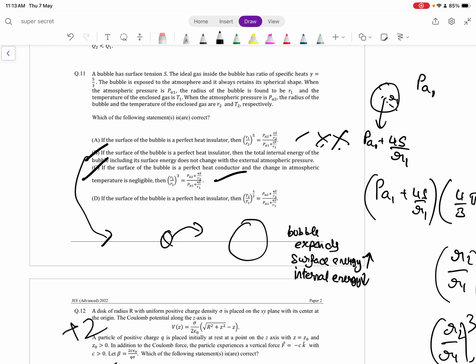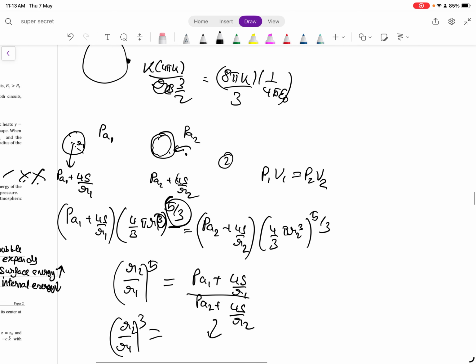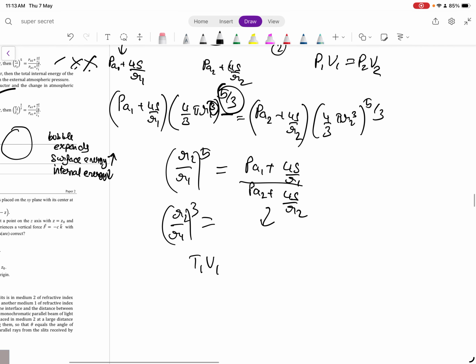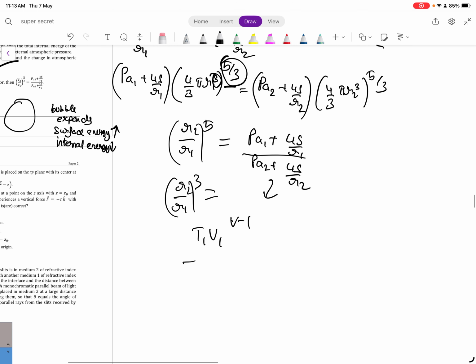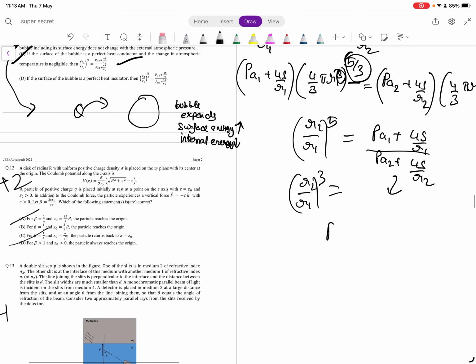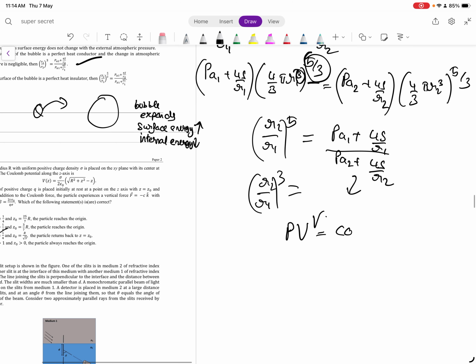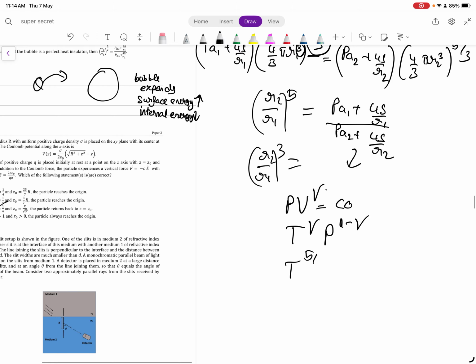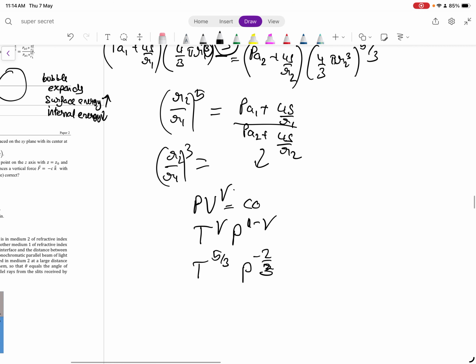And then for D option, they're asking the temperature relation. So we have T1 V1 power gamma minus 1. Oh wait, sorry, they're asking in terms of pressure, no? So we should go like this. PV power gamma is equal to constant. Volume is equal to temperature by pressure. So we have T power gamma, P power 1 minus gamma. So we have T power 5 by 3, P power 1 minus 5 by 3, which is minus 2 by 3. So we have T power 5 by P square is constant.